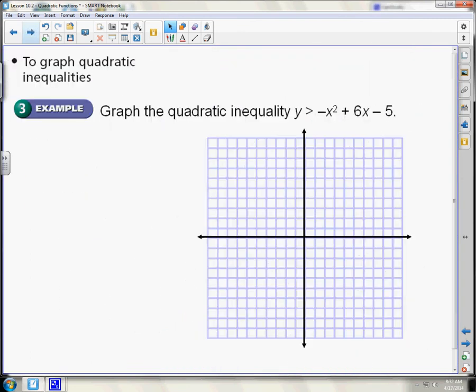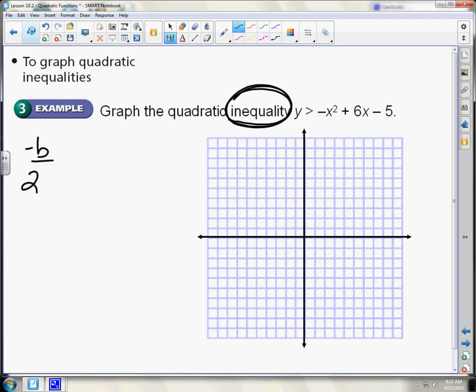Okay, last type of problem. Now, graph the quadratic inequality y is greater than negative x squared plus 6x minus 5. So, inequalities. These are kind of tricky. Essentially, you're doing the exact same thing. So my first thing I want to do is find the axis of symmetry.